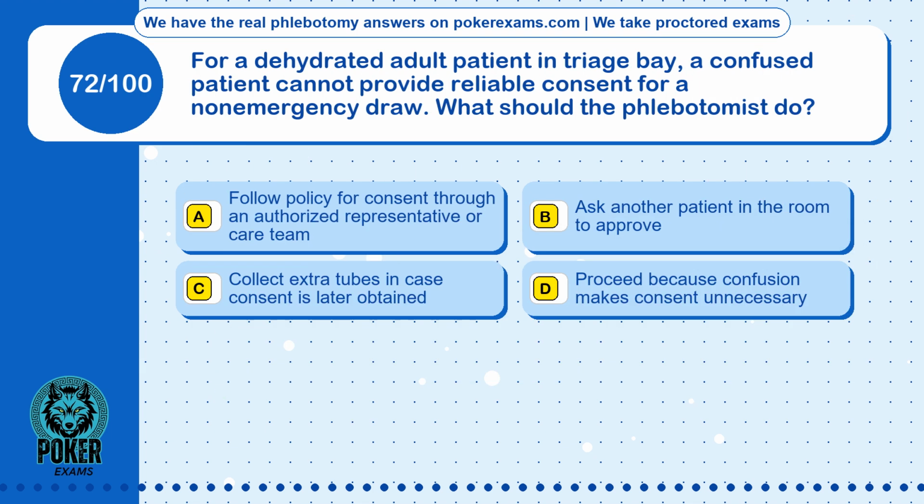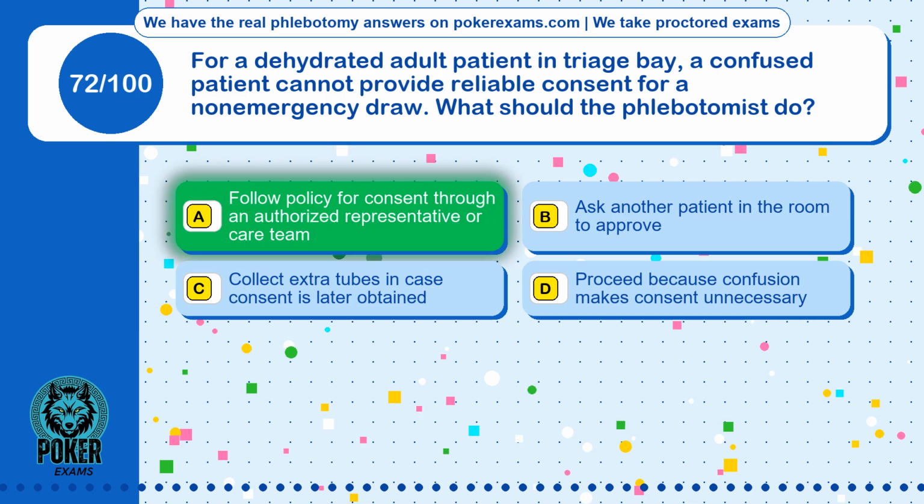Question 72. For a dehydrated adult patient in triage bay, a confused patient cannot provide reliable consent for a non-emergency draw. What should the phlebotomist do? Option A, follow policy for consent through an authorized representative or care team. Option B, ask another patient in the room to approve. Option C, collect extra tubes in case consent is later obtained. Option D, proceed because confusion makes consent unnecessary.